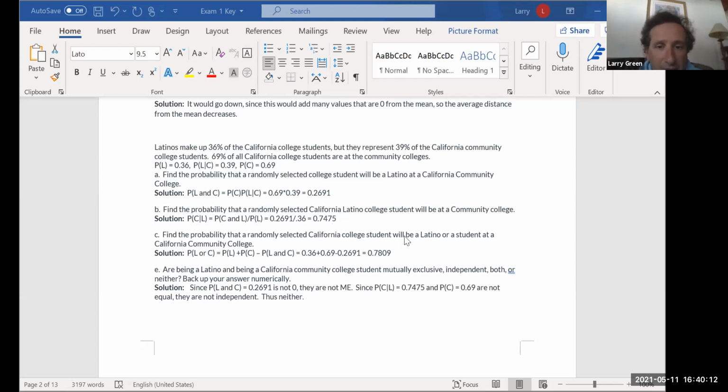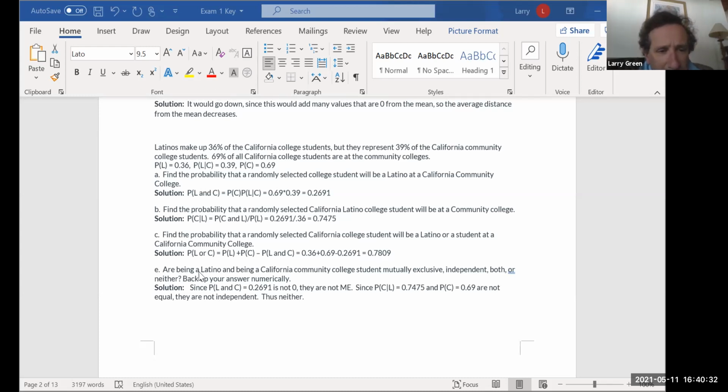Okay, C was Latino or community college. So that's probability of L or C. And the formula is probability of L plus probability of C minus the probability of L and C. So I just plug in because I know all these numbers. They're given above, and I get my answer.